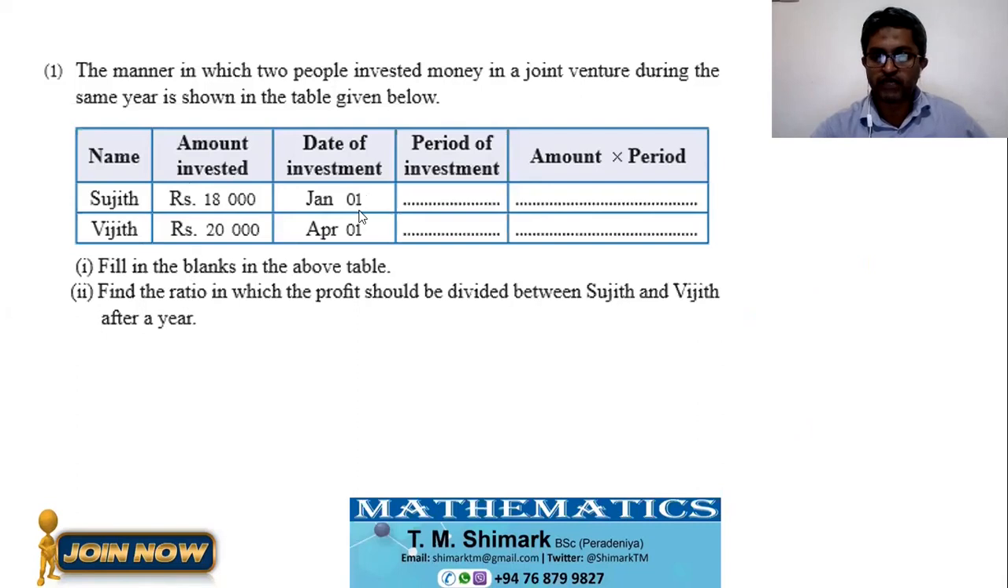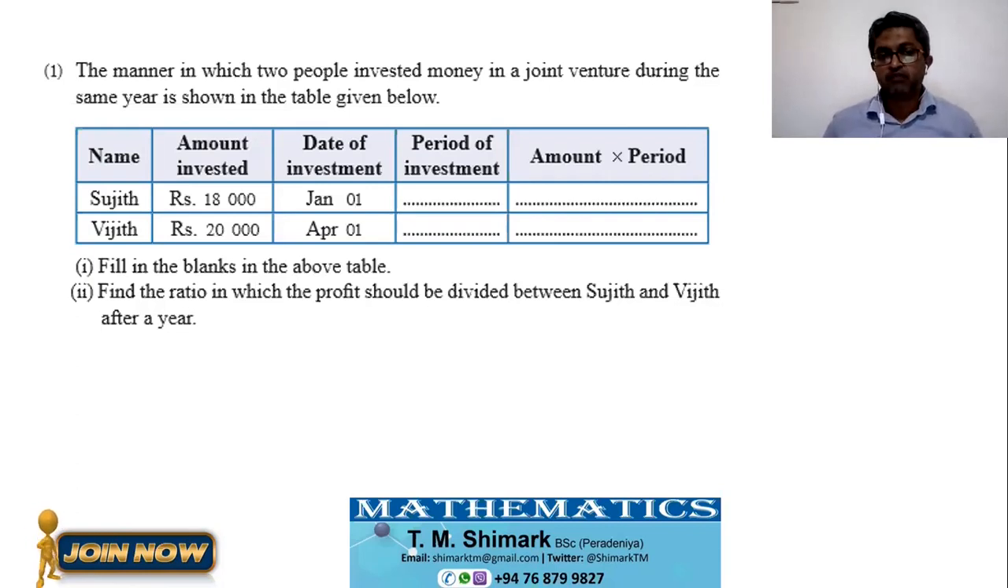Sujit started the investment on January 1st of the same year, and Vijit on April 1st. So check how many months difference now: January, February, March, April, right? So after 3 months he started investing. Fill in the blanks in the above. Find the ratio in which the profit should be divided between Sujit and Vijit after a year.